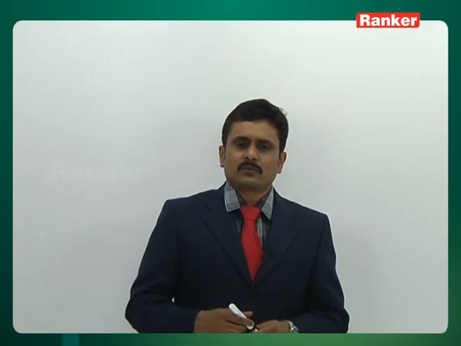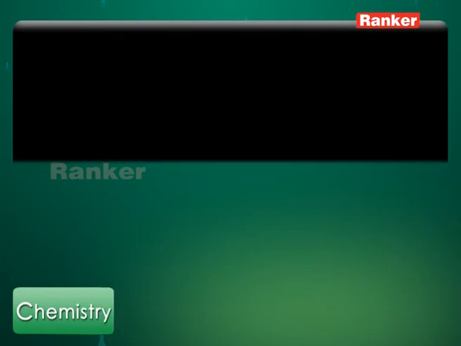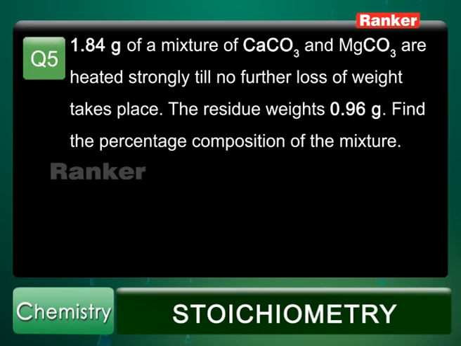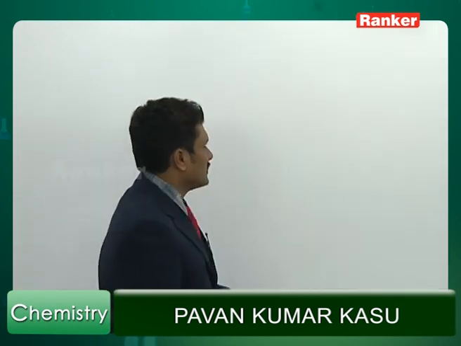In this problem we have 1.84 gram of a mixture of calcium carbonate and magnesium carbonate, heated strongly till no further loss of weight takes place. The residue weighs 0.96 gram. Then it is asked to find the percentage composition of the mixture. That is, you may be asked to find the weight percentage of each component in the mixture.